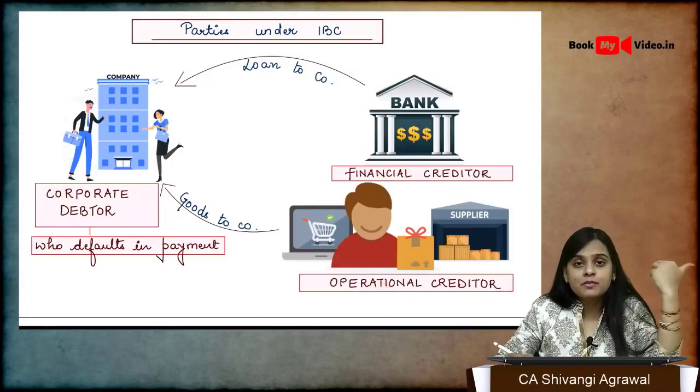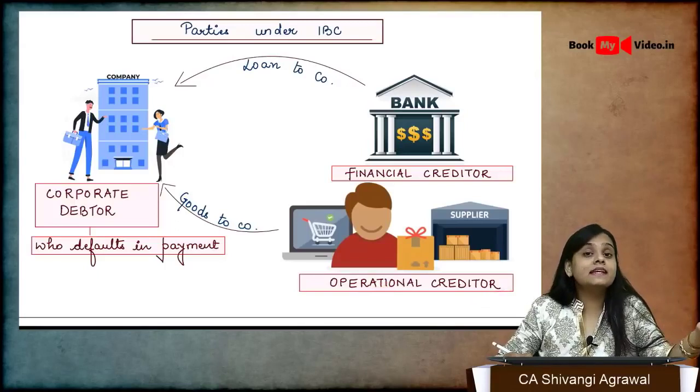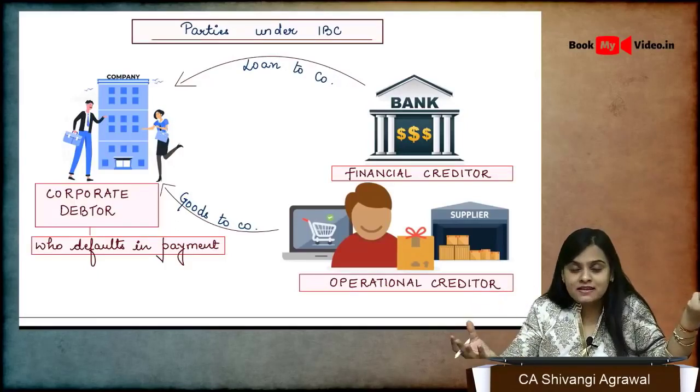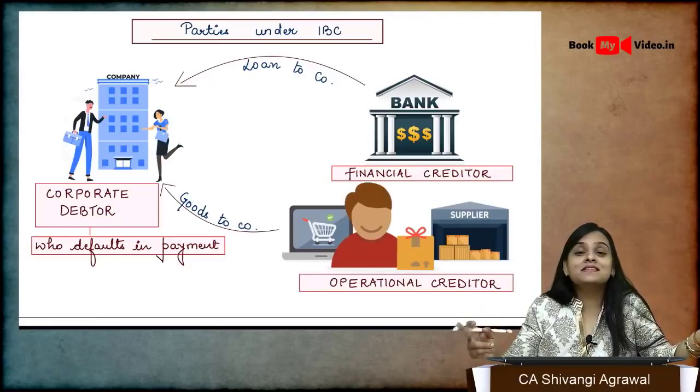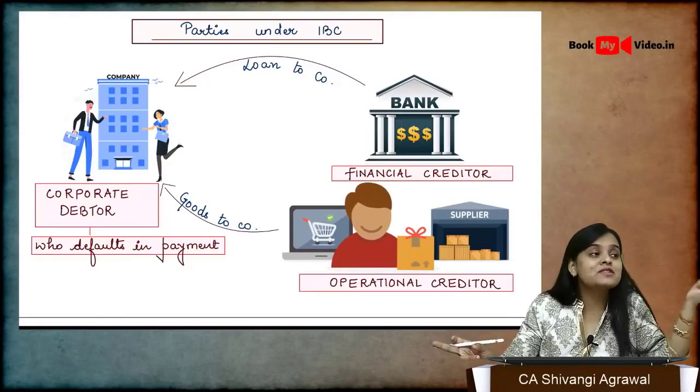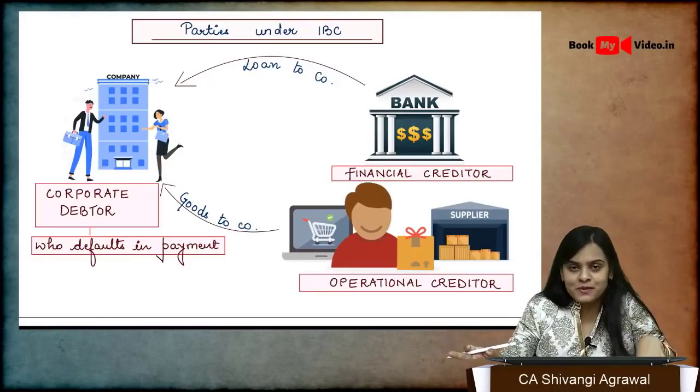If the company is unable to pay the salary of employees, are they operational creditors or financial creditors? They will be considered as operational creditors. Why? Because they have helped in the operations of the company.